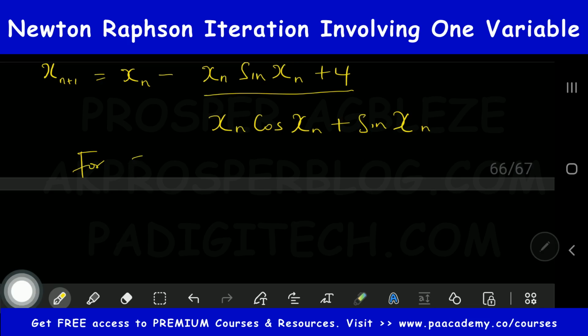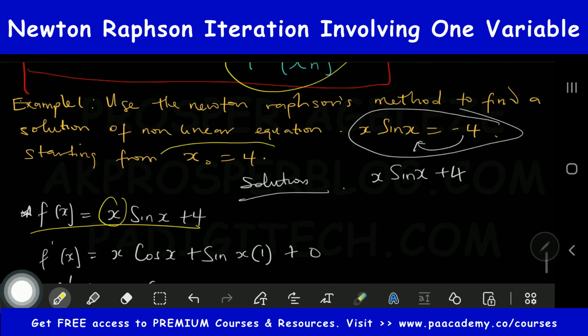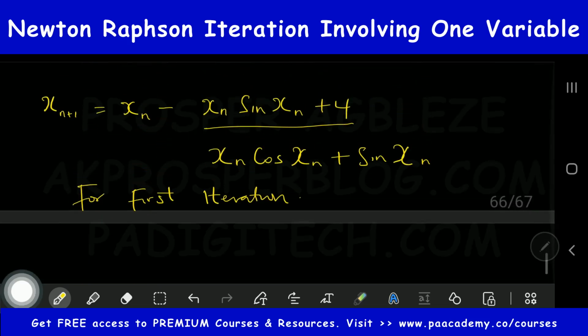So for the first iteration, remember that they already told us that x naught is 0. Okay, you can see, starting from x naught, that's x of 0 is equal to 4. So we are starting with 0, which means our n is 0.